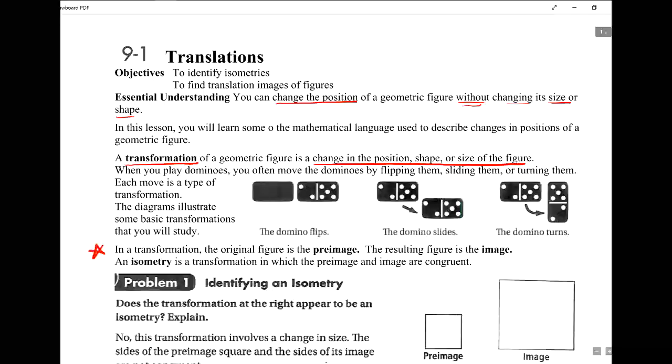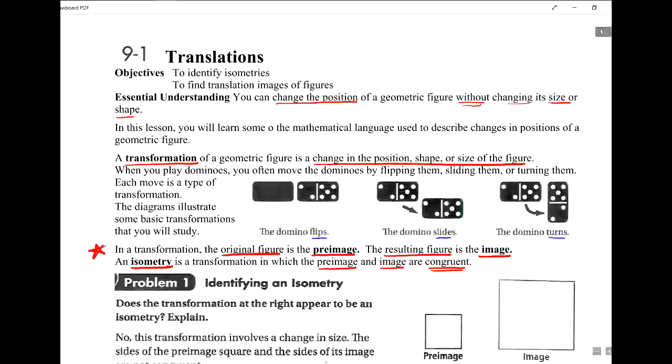Some very important vocabulary here. The original figure is called the pre-image, and the resulting figure is called the image. Okay, sometimes this seems kind of backwards. And in isometry, your pre-image and image are going to be congruent. So we are not going to change the figure. We are simply going to do things like flip, slide, or turn.